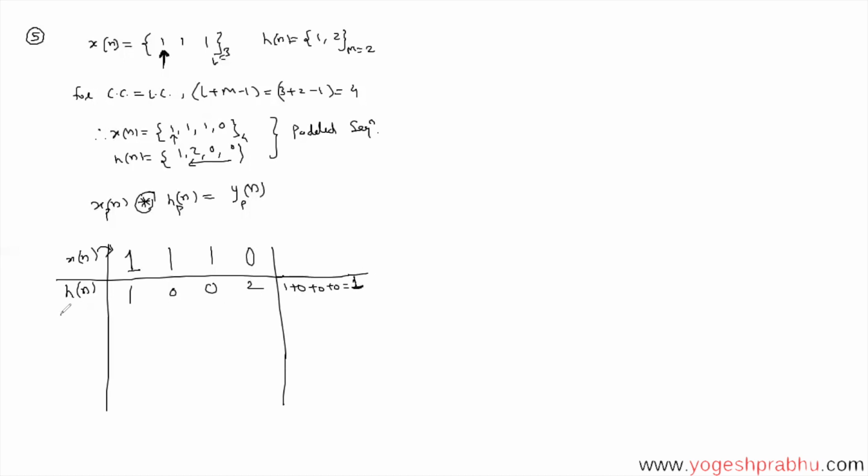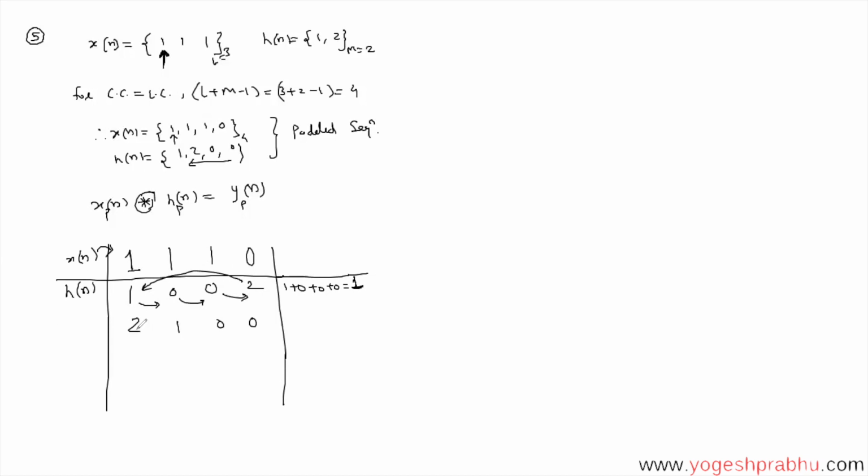Then you just shift it, and it's called a circular shift. So 1 goes here, 0 goes here, 0 goes here, and 2 makes a circle. That's what is called a circular shift. Do you see a circular shifting happening?